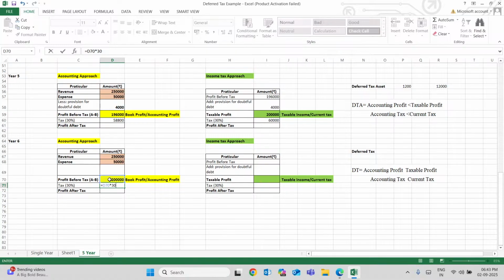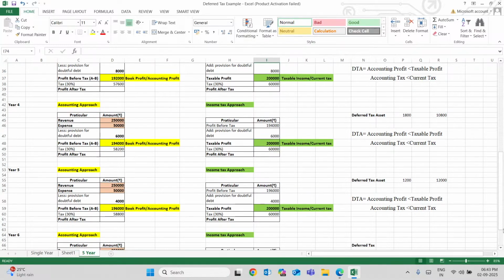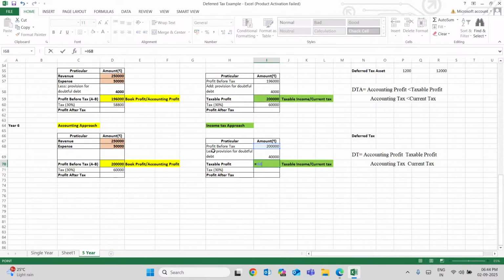So all the provision that was accumulating to 40,000, right? So here the profit before tax is 2 lakhs, from which we are gonna deduct 40,000 that actually occurred after 5 years. Then what will be our taxable profit here? So here we get the taxable profit by deducting the provision for doubtful debt from the profit before tax. Here we get 1,60,000, then we are going to calculate the tax on it. Here's the tax, that is 48,000.